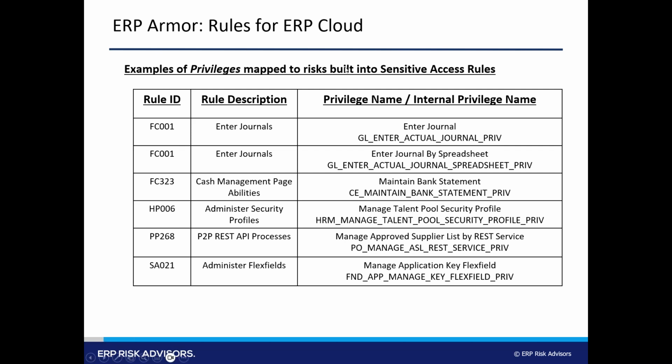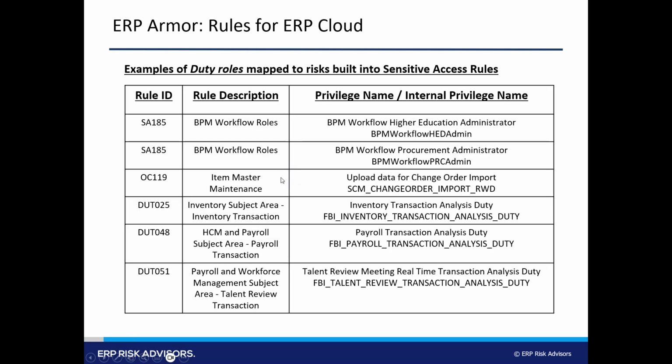So first example, privileges mapped to sensitive access rules. There are cases where duty roles provide a risk in and of themselves. So we have a couple of different duty roles mapped to BPM workflow, which is the design of workflow through the BPM process. And the subject areas we have mapped. Subject areas sometimes provide access to certain data that would not be appropriate for all users, so more extensive access risk. Item master maintenance is also driven by a duty role.